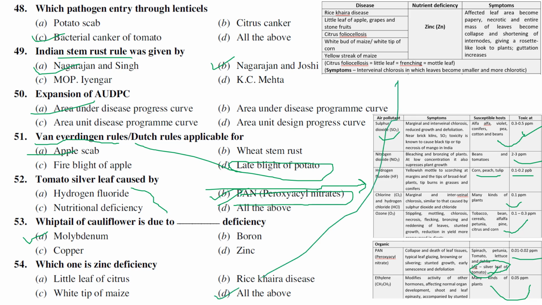For that I have given a small table here. Rice Khaira, little leaf of apple, grapes and stone fruit, citrus foliocellulosis, white bud of maize or white tip of corn, yellow streak of maize, all these are caused by the deficiency of zinc. So the answer is all the above actually.